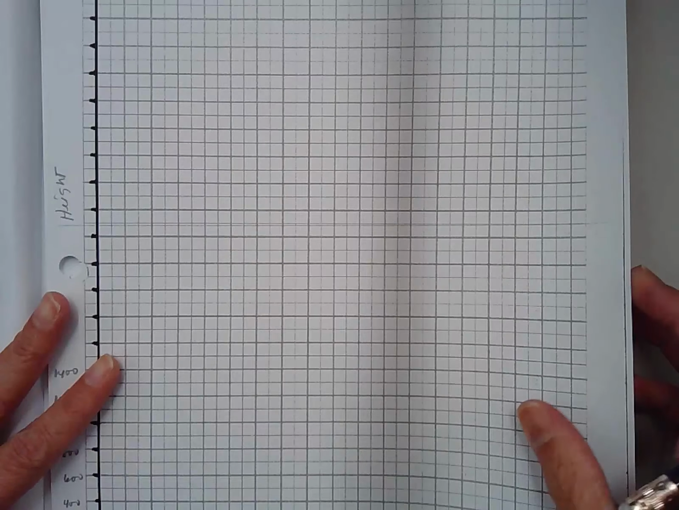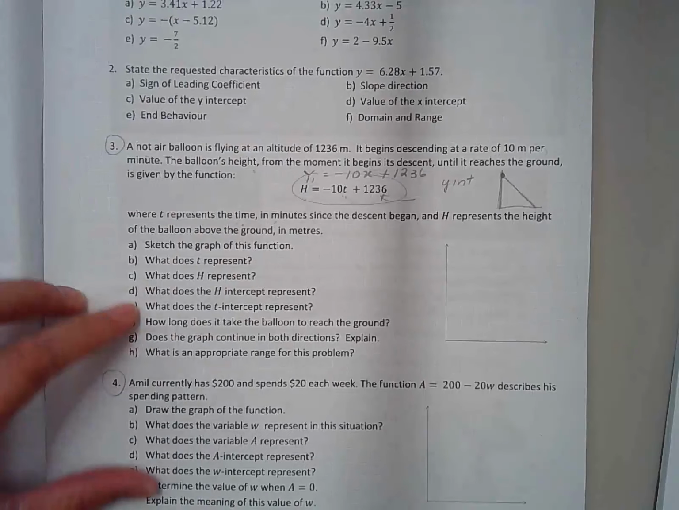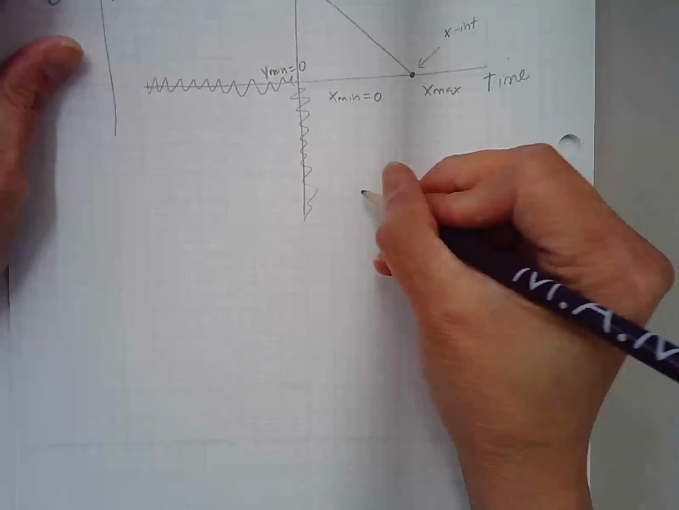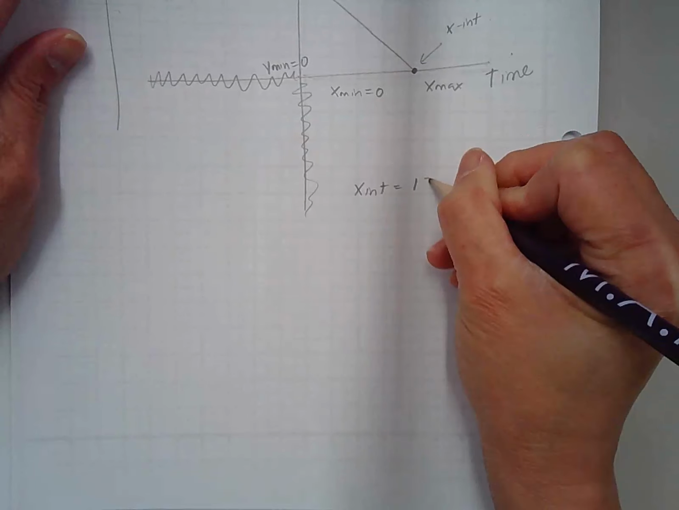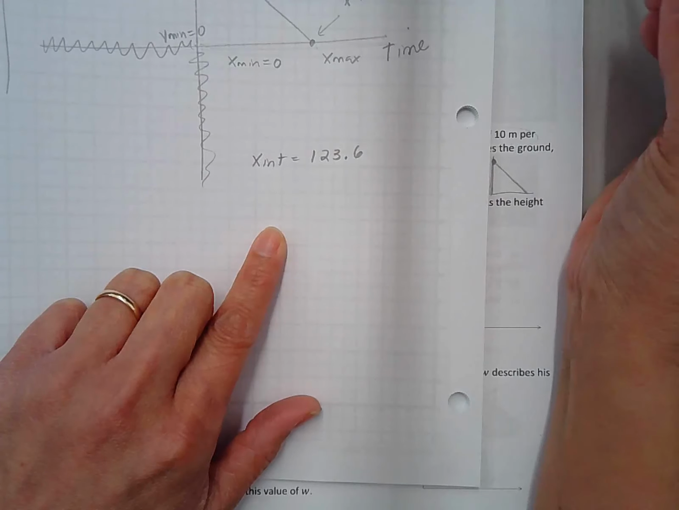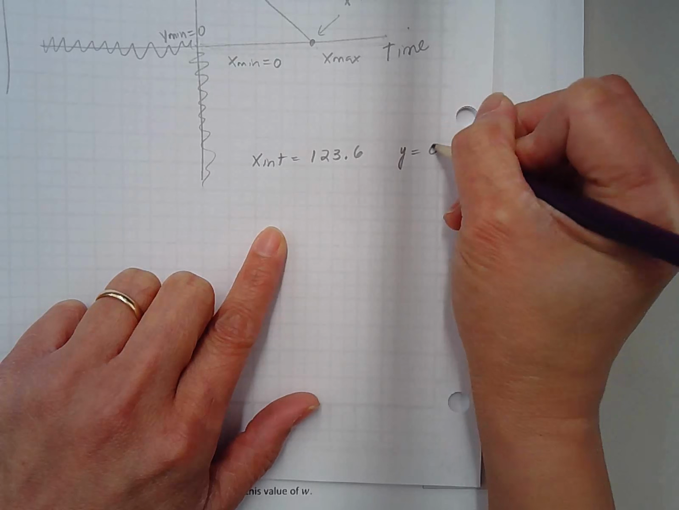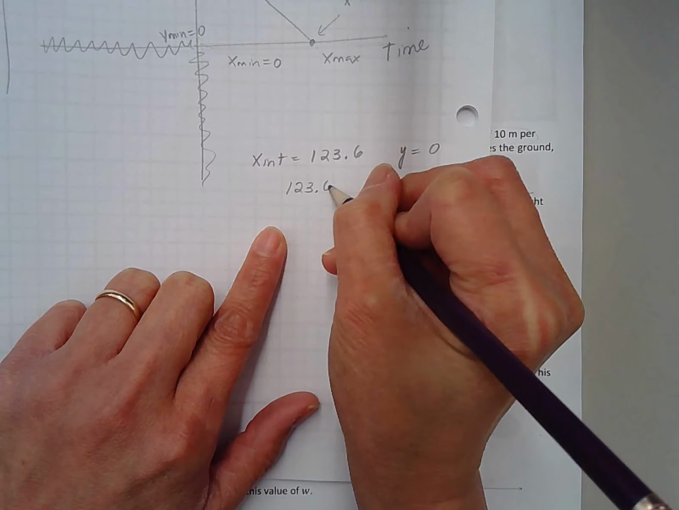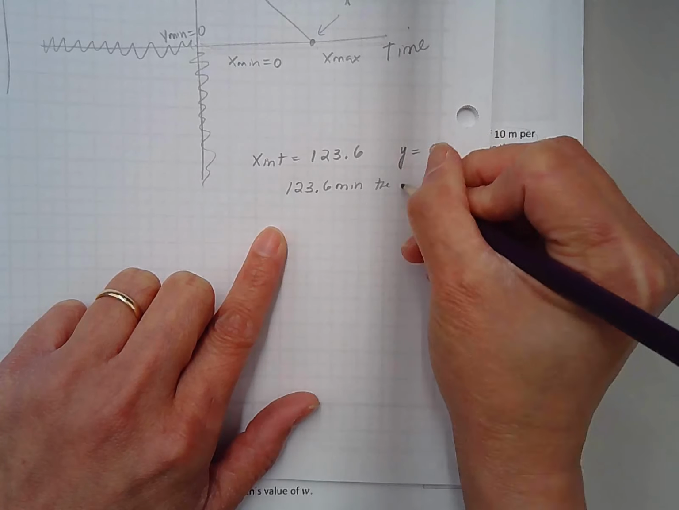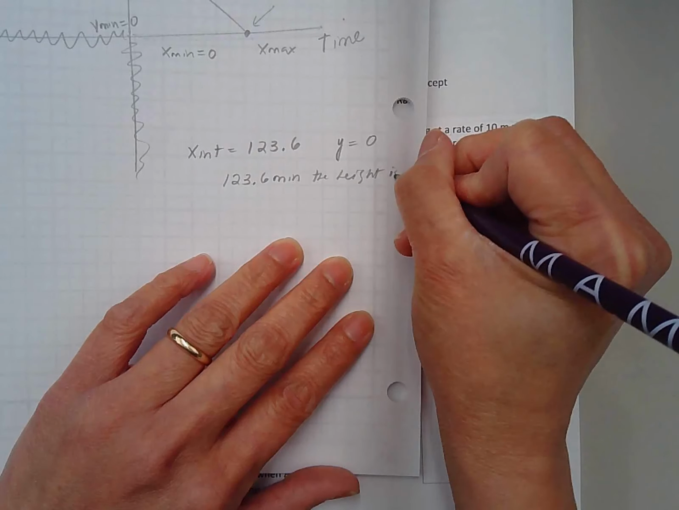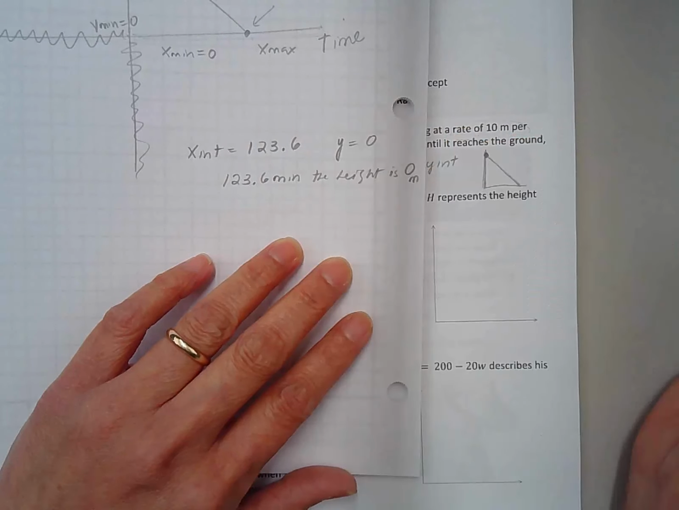So that tells us that the x-intercept is 123.6. So 123.6 for that point. Y equals 0. So that means at 123.6 minutes, the height is 0. 0 meters.